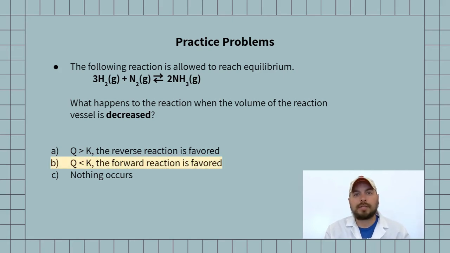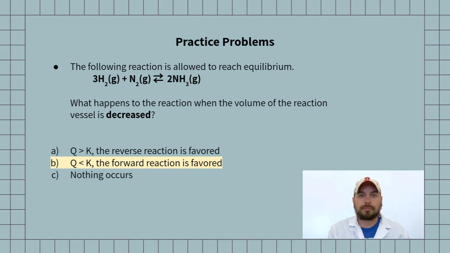And the reason is because a decrease in the volume is going to favor the side of the reaction that has fewer moles of gas. The left side of this reaction has 4 moles of gas. The right side of this reaction has 2 moles of gas. Therefore, as we decrease the volume, our Q becomes less than K, and we will shift the whole reaction to the right.